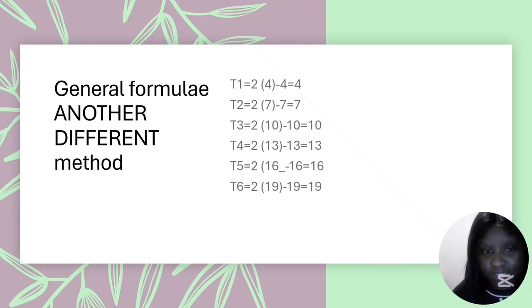Like in your term 5, we said 16 times 2. 16 times 2 is what? It's 32. Minus 16 equals 16. So it's very important that this is another approach, another method you can use. And how you get the answer, it's very important. So always remember. Thank you.